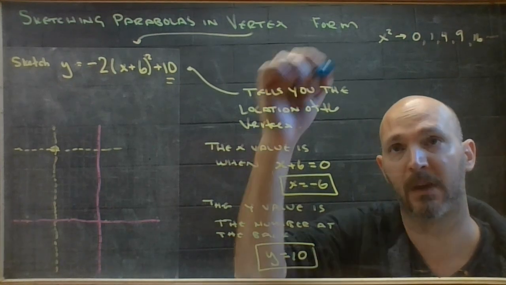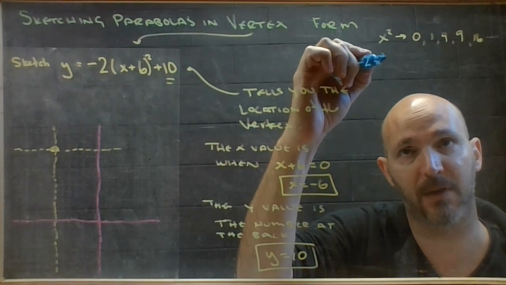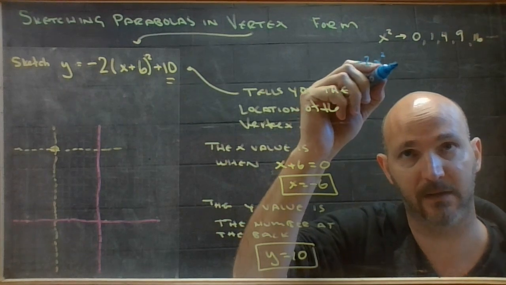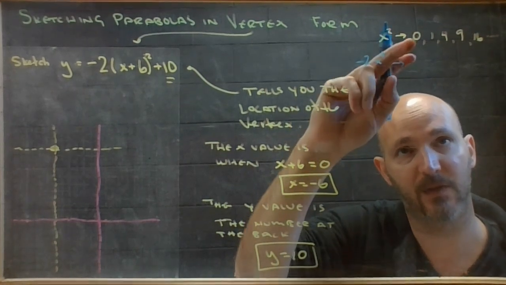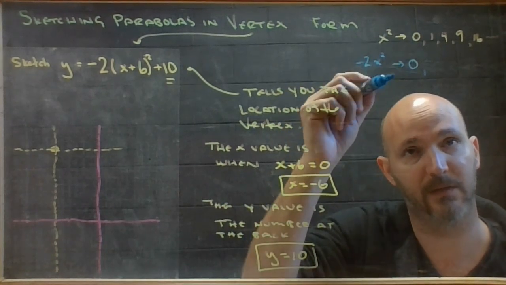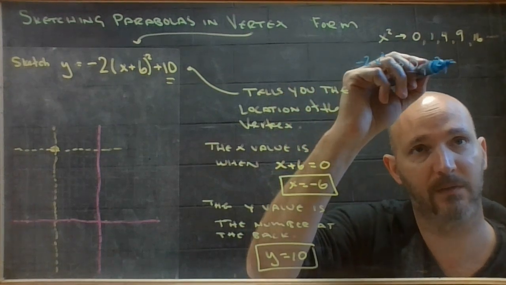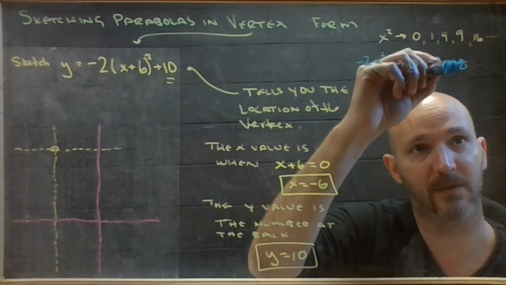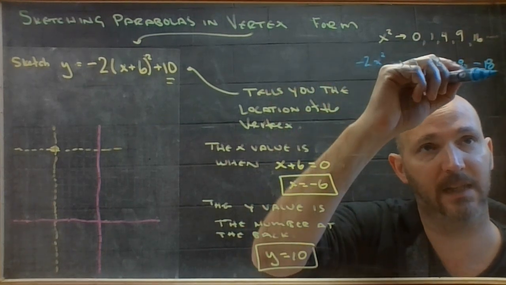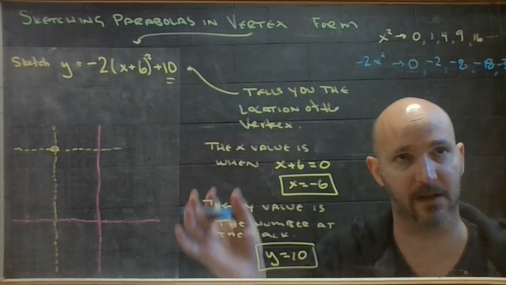So if I take -2 and I multiply it by my x squareds, there's my x squareds. -2 times 0 is still 0. -2 times 1 is -2. -2 and 4 would be -8. -2 and 9 would be -18. -2 and 16 would be -32, and I'm going to be off the grid, so I can stop writing those out.